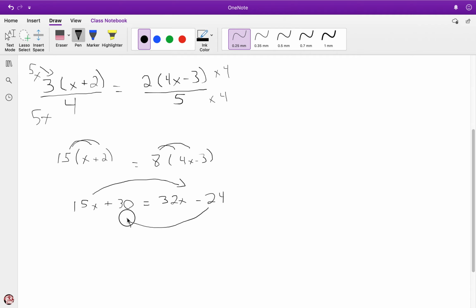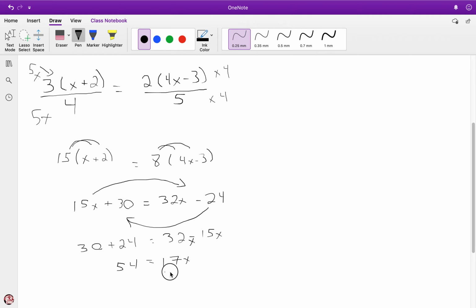Now my highest x values here, as I hear my computer wind up, my pen's going to slow down. So I'm going to bring the 15 over. I usually like to write the number first that's already over here. So 30 is going to be over here, plus 24 equals 32 minus 15. Those both have x's on. So that's going to be 54 equals 17x.